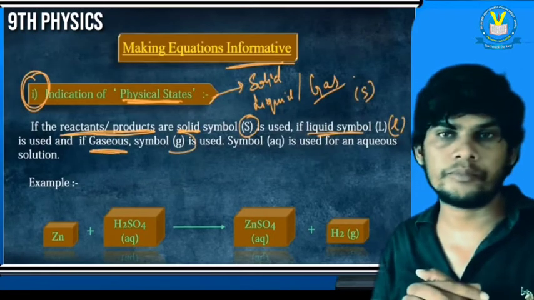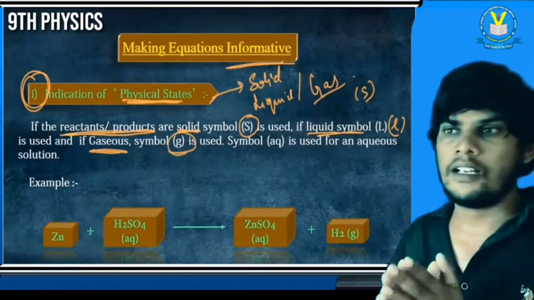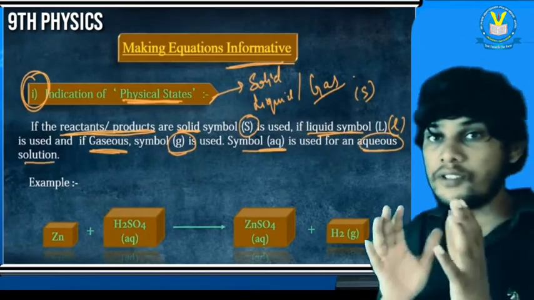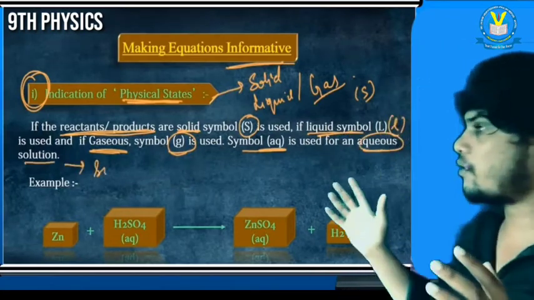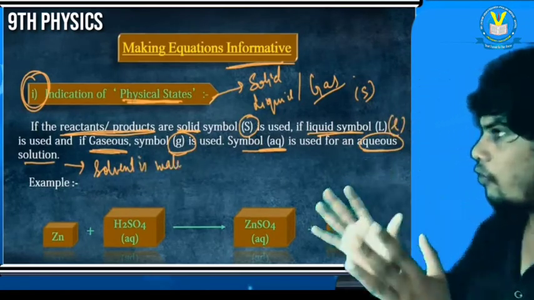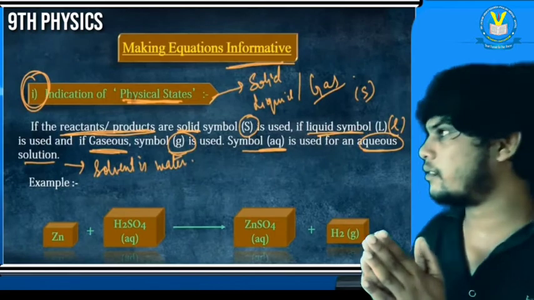Aqueous indicates that the chemical substance is dissolved or mixed in water. That kind of solution is called an aqueous solution. So an aqueous solution we can denote with the shortcut form aq. We can write the physical states of a chemical equation like the following.